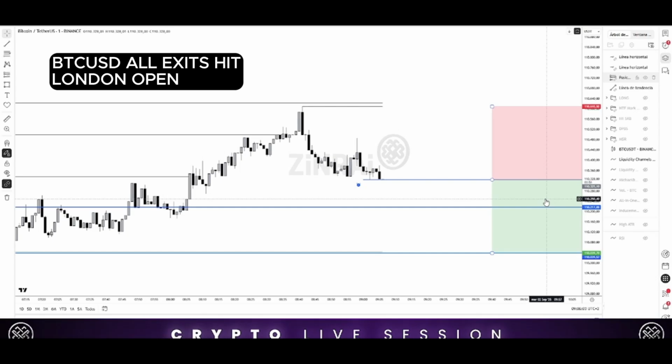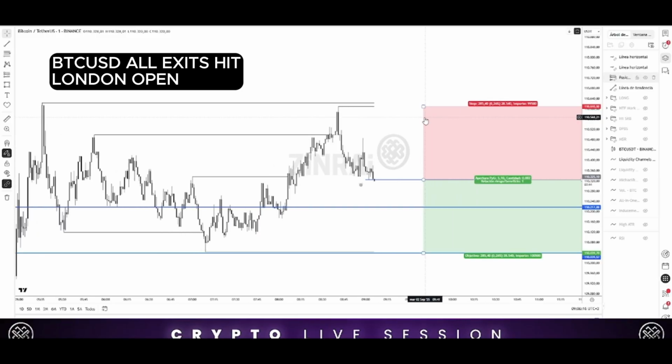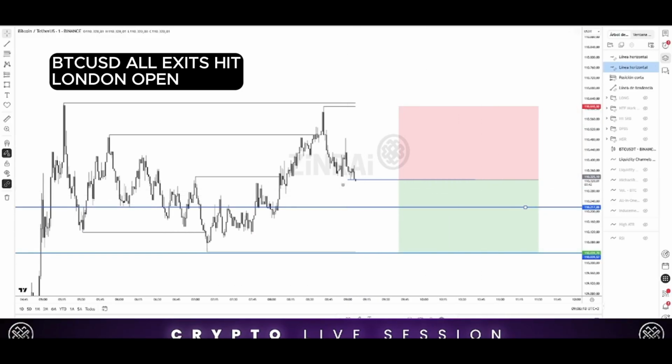Nice. Nice. Idea is active. Exit 1. Exit 2.